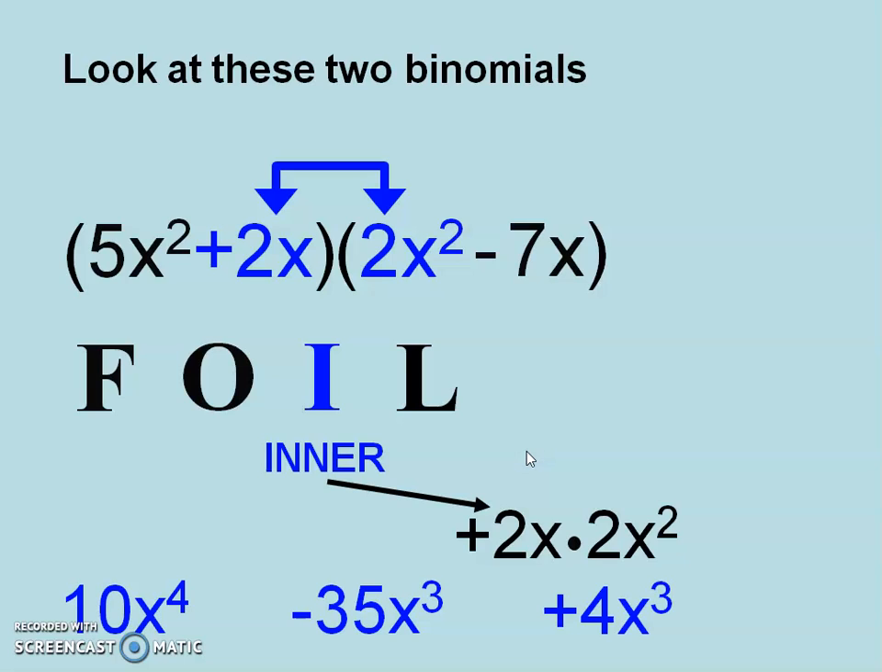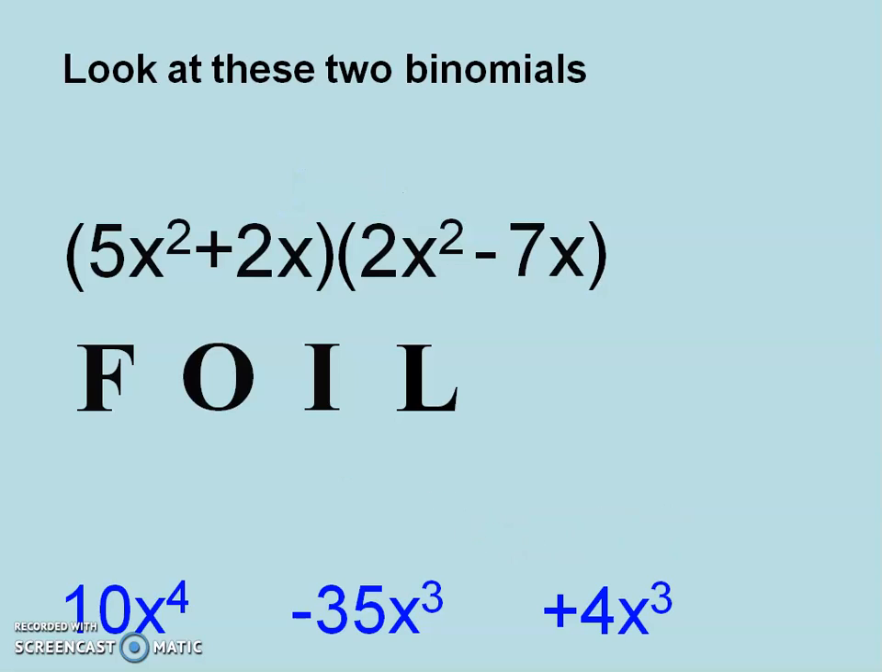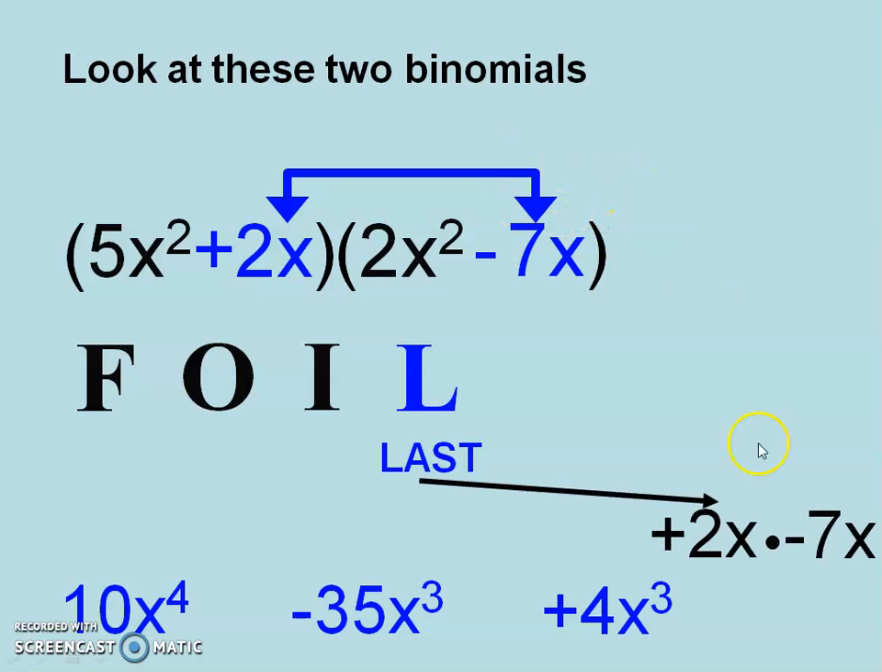And finally, the L in FOIL stands for last. They are the two last terms. It's the last one in each of the two brackets. The last term here and the last term here. And we multiply those two together. So those are the 4 terms that come from the 4 letters in the acronym FOIL.